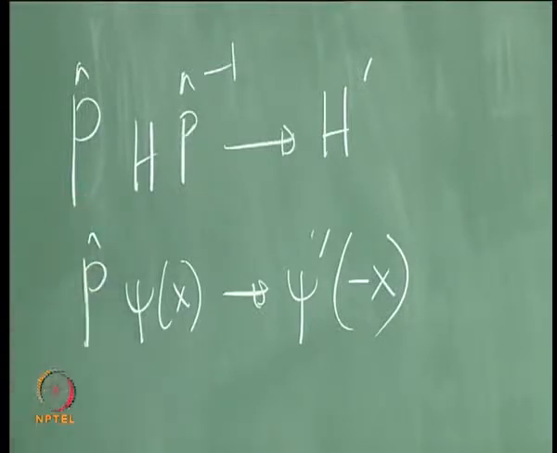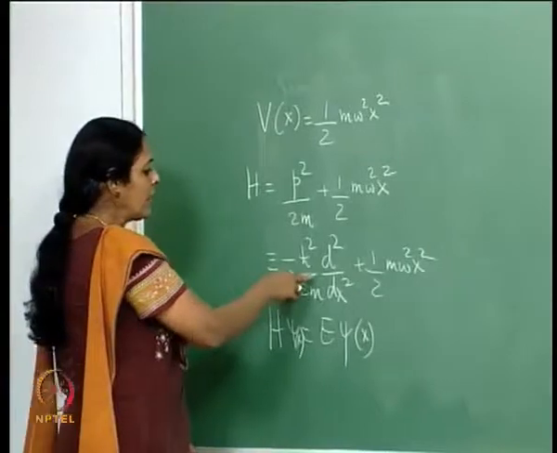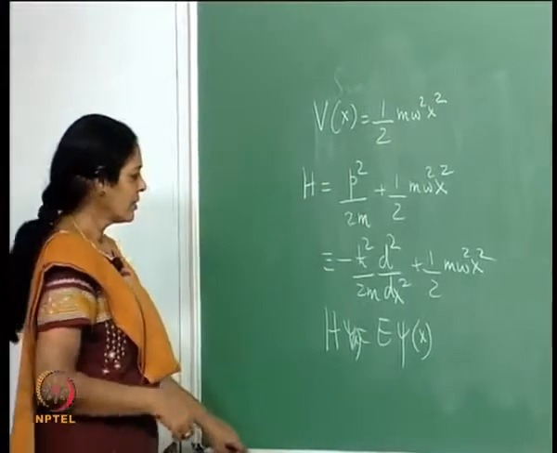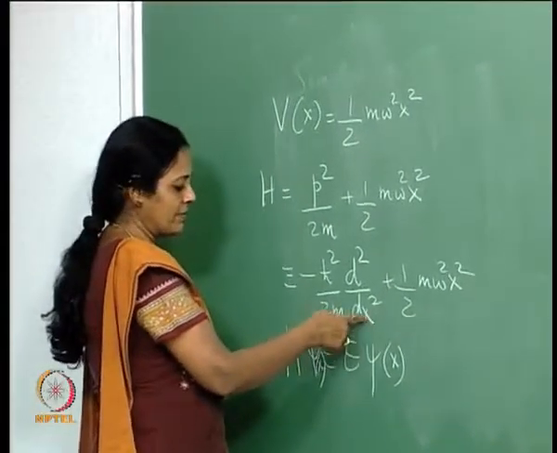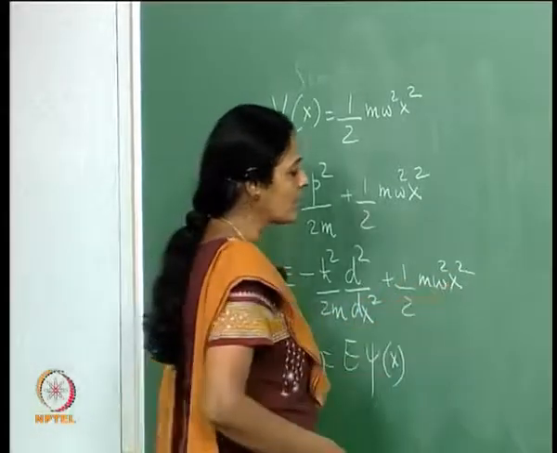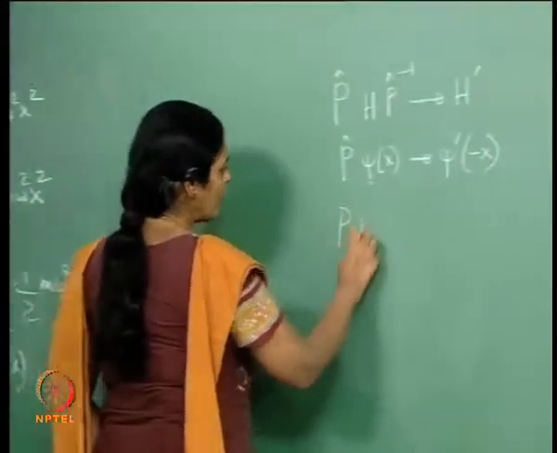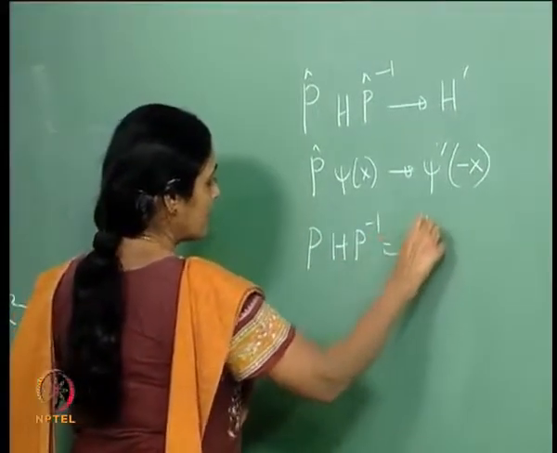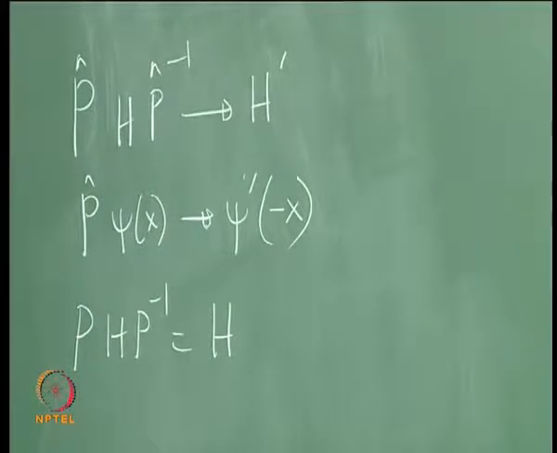However, here is a situation where P leaves h invariant, because when x goes to minus x, x squared is unchanged, dx squared is unchanged, and similarly here x squared is unchanged, and therefore P h P inverse equals h.